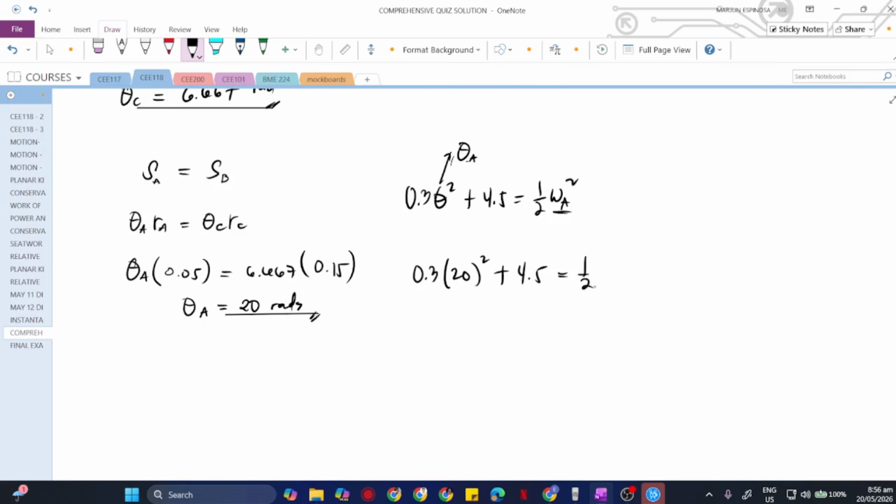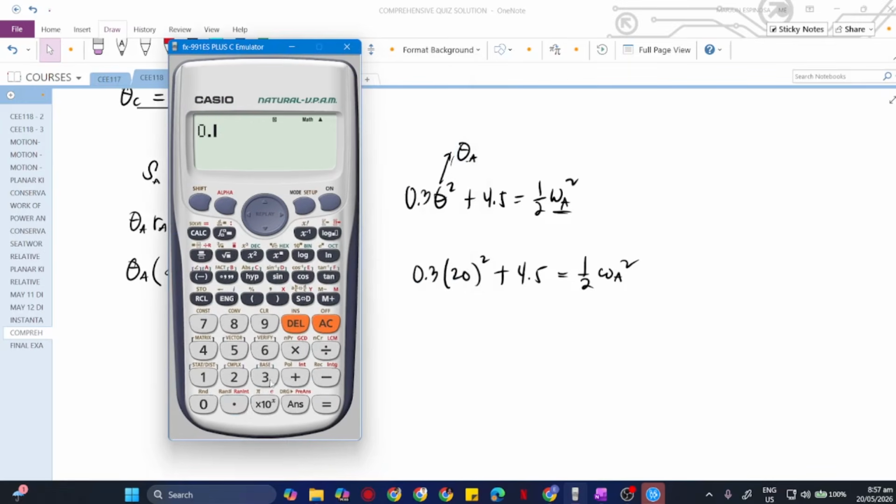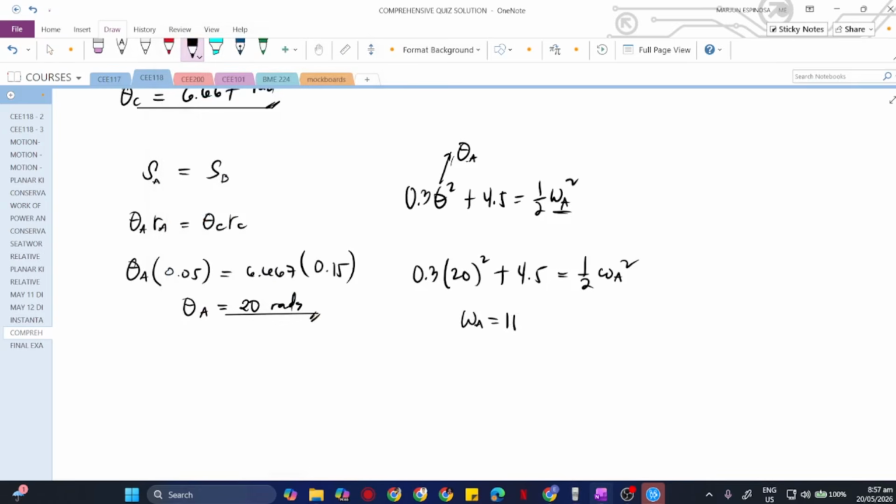Equivalent to 1/2 tapos omega A squared. Okay? Omega A squared. So, to solve natin yung omega A squared, plug in natin sa calculator: 0.3 times 20 squared plus 4.5 equals 0.5 or 1/2 tapos x squared. Shift solve. Let's assume a value of 10. So, we'd get 15.78. So, omega A would be 15.78 radians per second. Yan yung omega A natin.